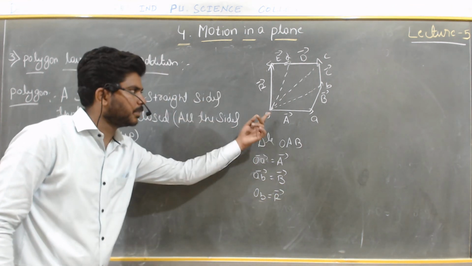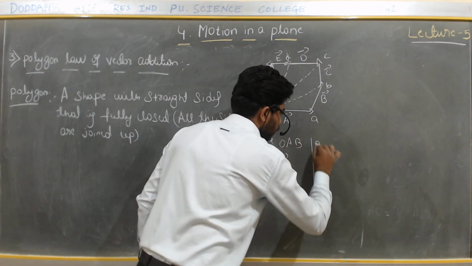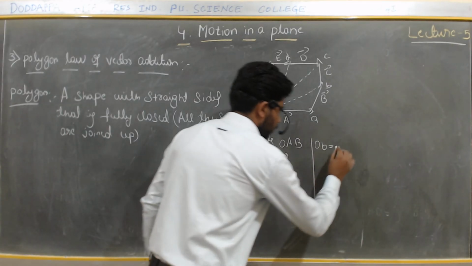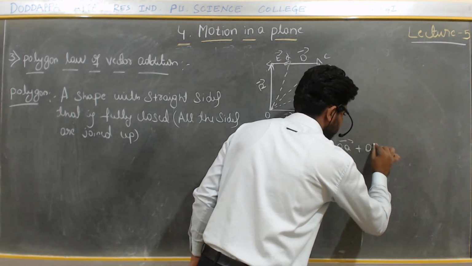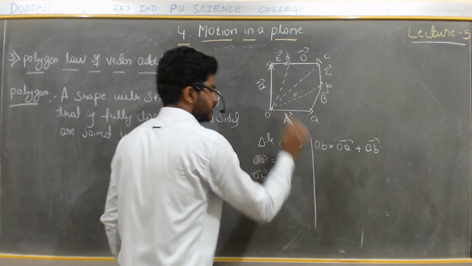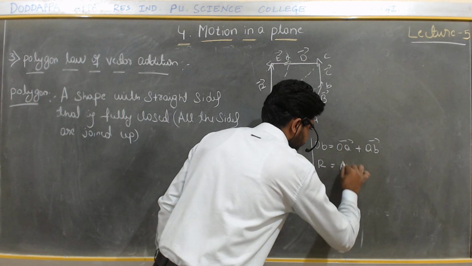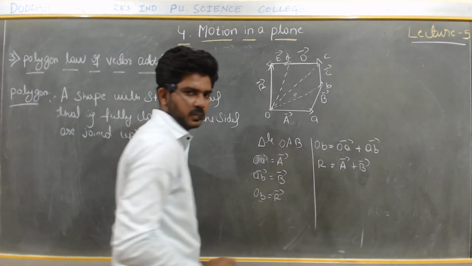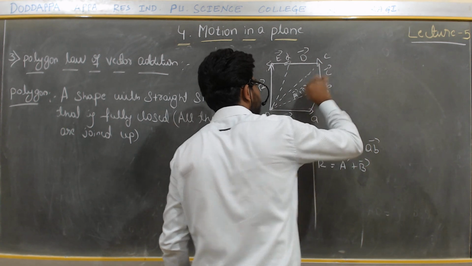So next, the triangle of vector addition. So what happens in the triangle of vector addition? This side OB is equal to OA plus AB. OB is the resultant vector. So R is equal to OA, which is vector A, plus vector B. So this is the resultant vector for this one. It means in place of R, can I write vector A plus vector B?